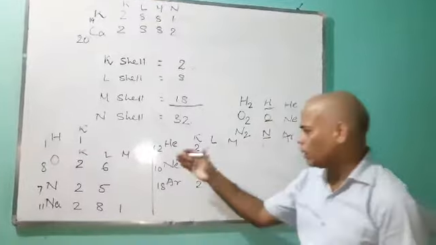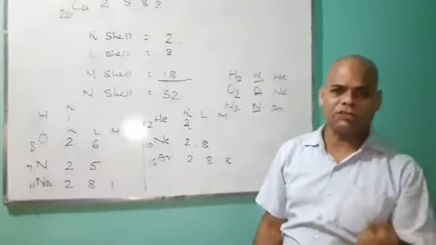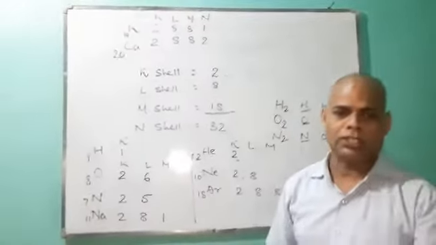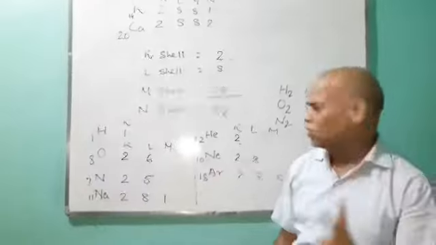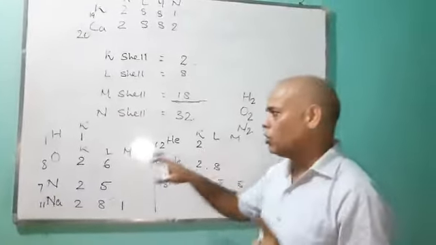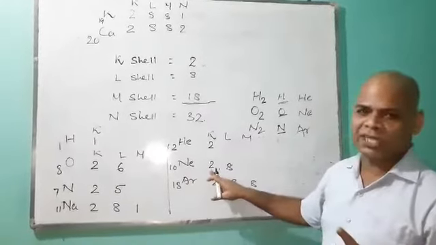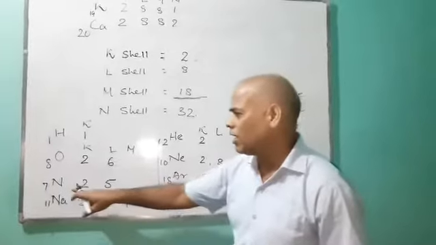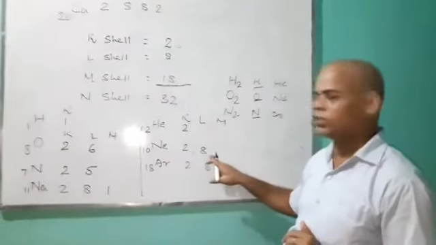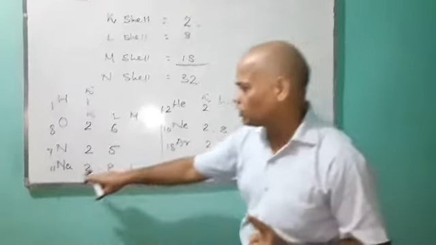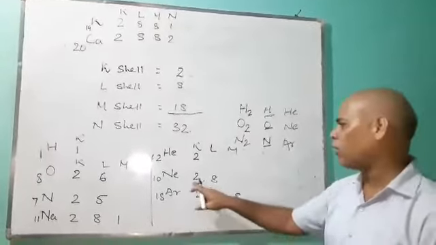Now, as I said, let us come back to this. All the other elements try to achieve either a duplet or an octet. Hydrogen has 1 electron. Hydrogen has a dream to achieve the electronic configuration of helium. Oxygen has 6 electrons in its outermost shell, so oxygen has a dream to achieve the electronic configuration of neon. Similarly, nitrogen has 2, 5, so it also dreams of achieving the electronic configuration of 2, 8. Sodium has 2, 8, 1. Sodium also has a dream to achieve the electronic configuration of neon.